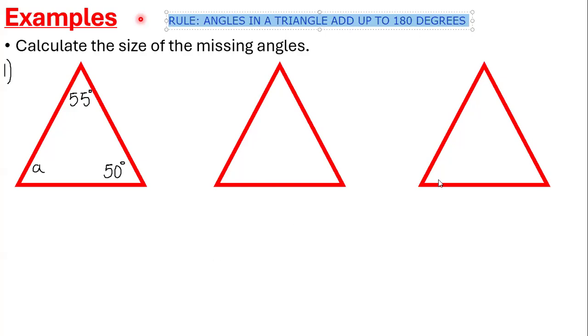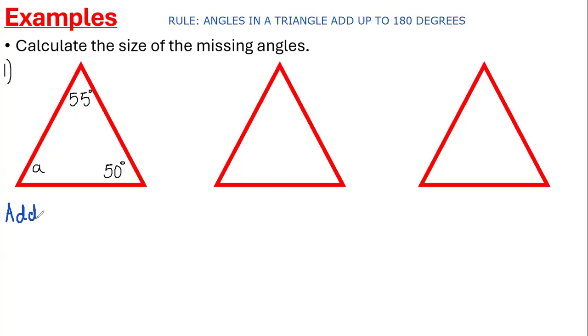Well, that means that since we already have 55 and 50, we just have to figure out what A is. By the way, what y'all got for A? Some people probably already got it. 75. So we already have 55 and 50, and we have to figure out what is angle A. So the first step that we're going to do for this one is that we have to add.